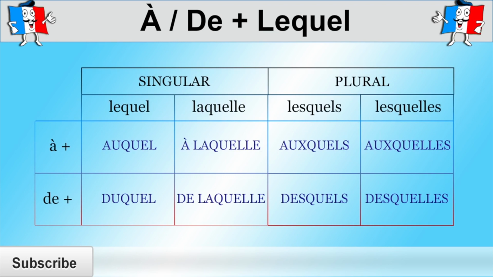So have a look at the table now, and I would advise you to either do a screenshot or write this table down. I'll give you a few seconds. Notice that there is no contraction between the preposition and laquelle, as you get à laquelle or de laquelle.